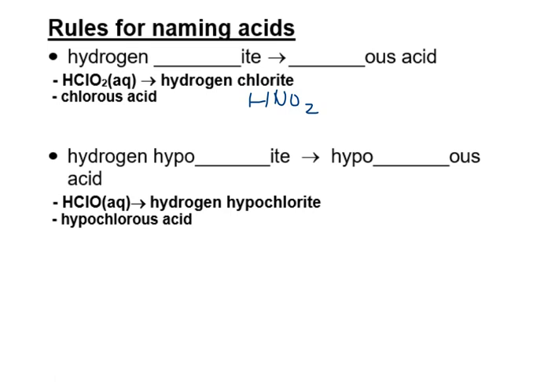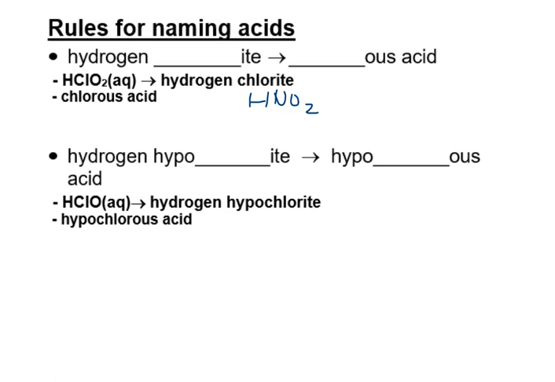H at the beginning, dead giveaway, we're talking about an acid. NO2. Now that we've learned some of our families, NO2 is a nitrite. Anything that ends in ite becomes an ous. So this would become nitrous acid. Or what if it's the extra light version where there's that hypo something, like say this one, ClO. Hypochlorite just becomes hypochlorous acid.